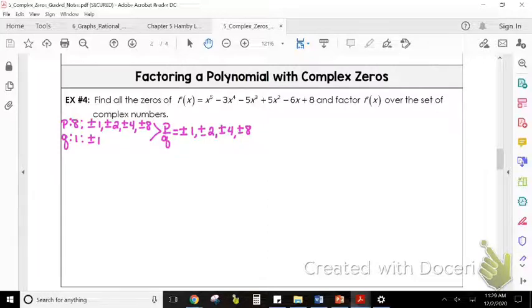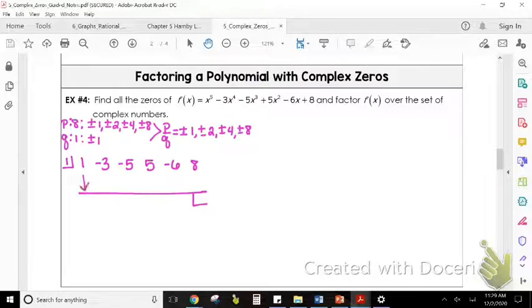Alright, so we're going to pick one there and let's try a 1. So when I try 1, I'm going to use synthetic division. So my coefficients are 1, x to the fifth, minus 3, x to the fourth, minus 5, x cubed, plus 5, x squared, minus 6x, and then a positive 8. Remember, if we were missing any of those terms, starting with that x to the fifth all the way down, then we would have to put a 0 as a placeholder.